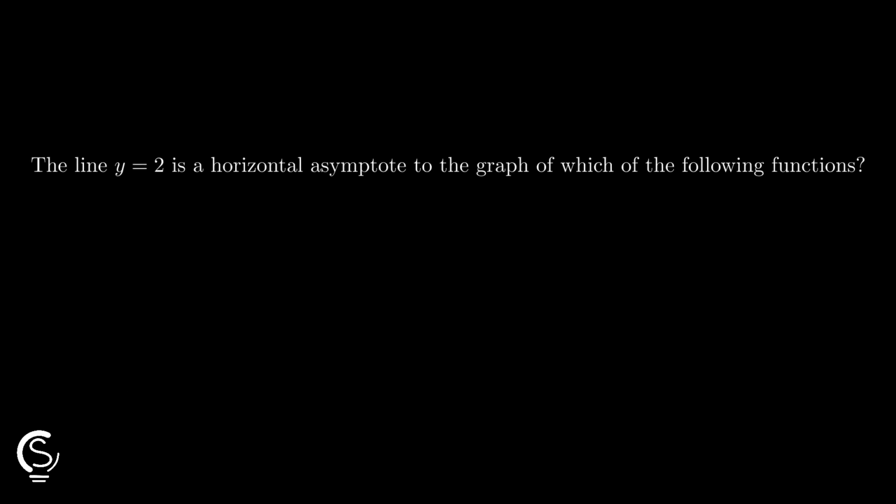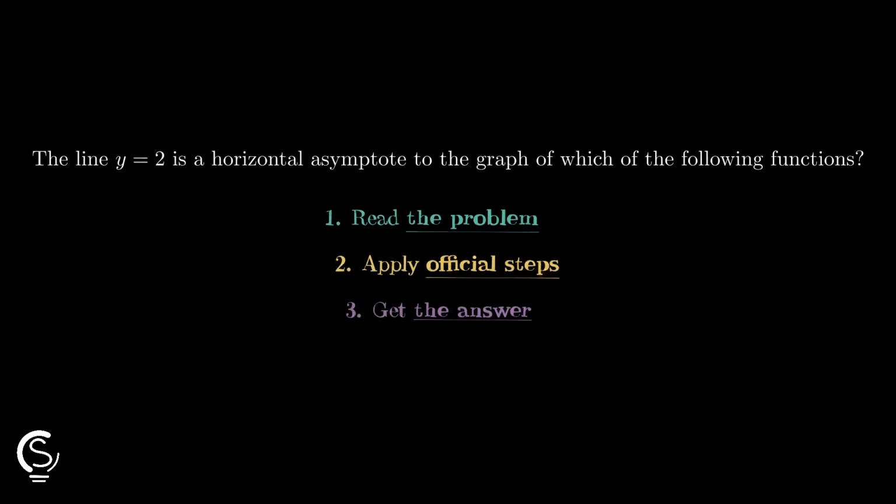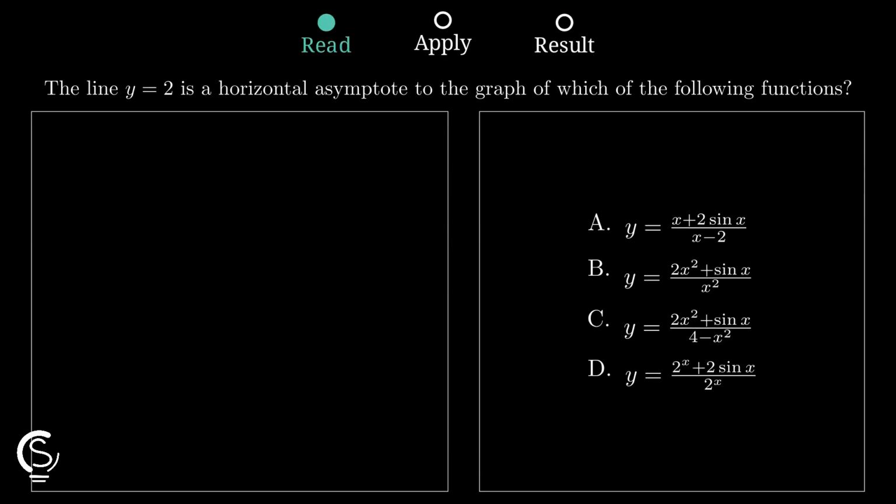Horizontal asymptotes come from end behavior, and this is fast. We check what each function approaches as x gets huge, then choose option B. Horizontal asymptote means the function approaches a fixed y value as x goes to infinity or negative infinity. So we only care about dominant terms and what happens to tiny bounded pieces.